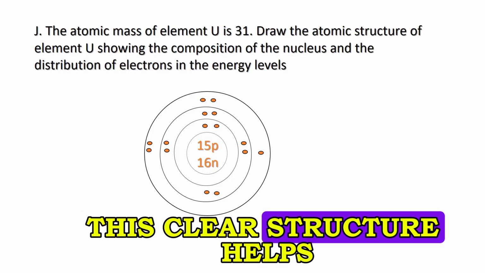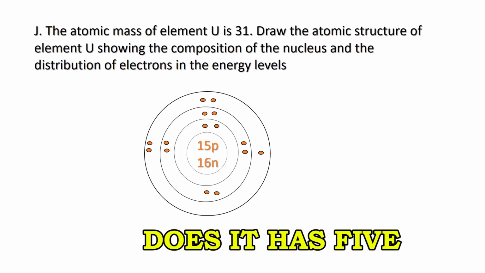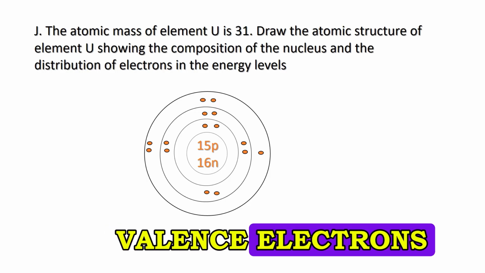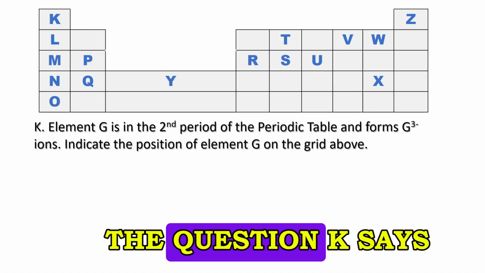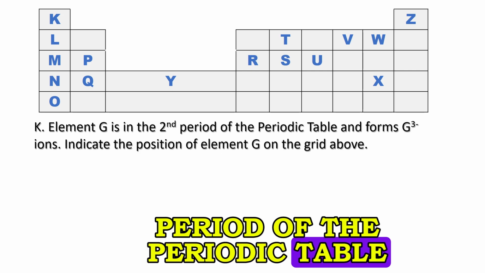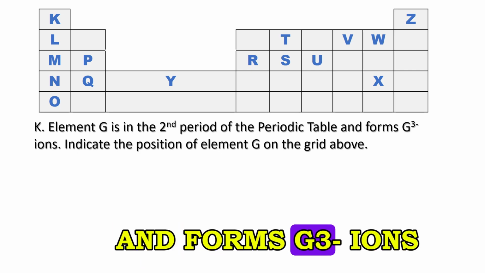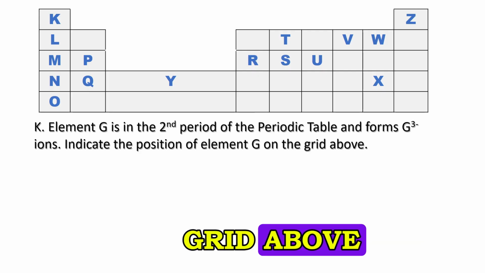This clear structure helps us understand why phosphorus behaves the way it does. It has 5 valence electrons, ready to gain 3 more to reach a stable octet. Question K says, element G is in the second period of the periodic table and forms G3- ions. Indicate the position of element G on the grid above.